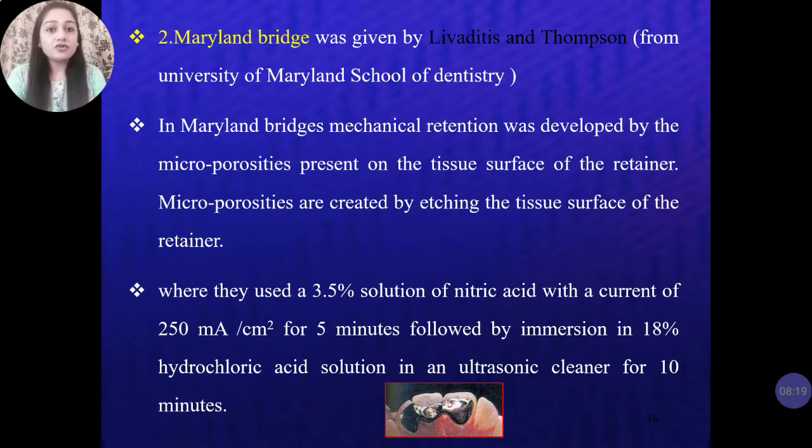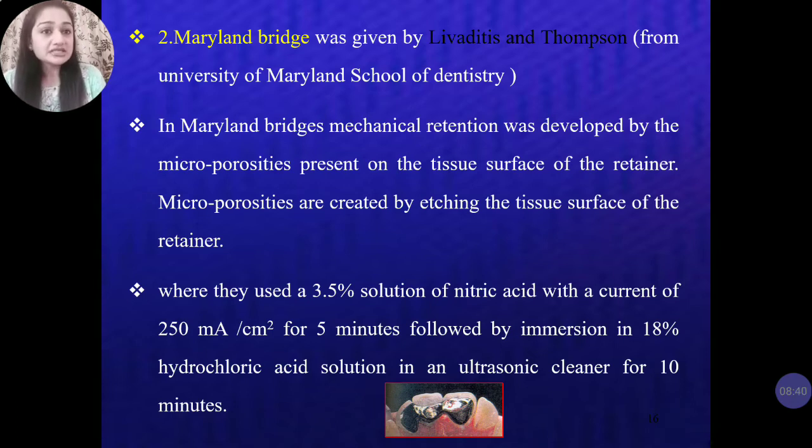Now we will see what are Maryland bridges. This is one of the most popularly asked questions in vivas and as a short answer question as well. The Maryland bridge was given by Livaditis and Thompson. They were from the University of Maryland School of Dentistry, hence the name Maryland bridge.